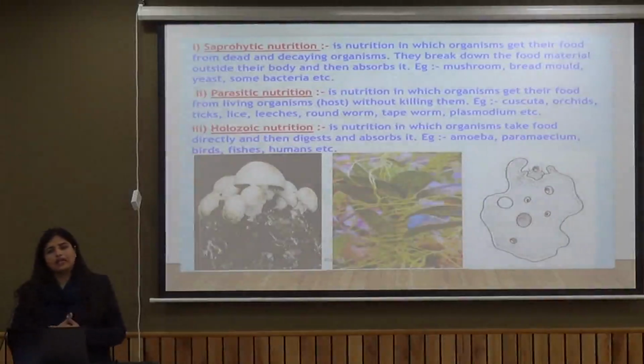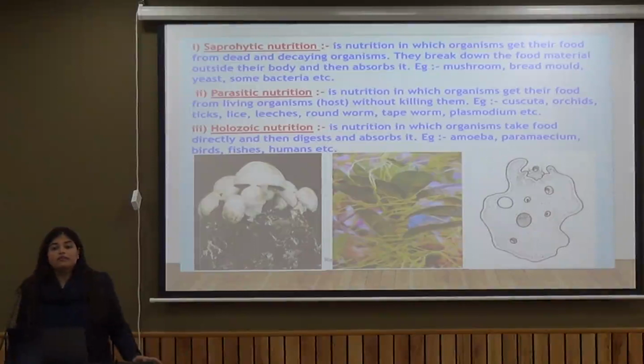If you remember in class 9, you studied the kingdom fungi. So fungi, if you remember, are saprophytes. So in saprophytic nutrition, the organism breaks down the food outside its body and then absorbs it. So a fungus will release enzymes on dead and decaying matter, will digest it outside the body and then absorb it. Then we have the second type, which is the parasitic nutrition.